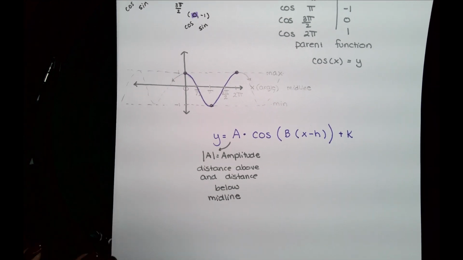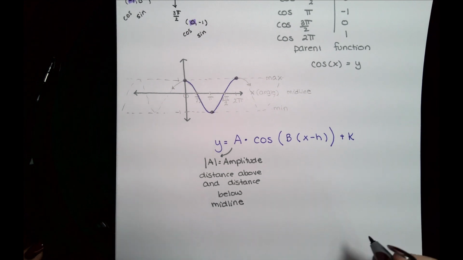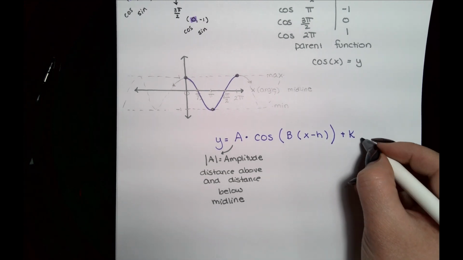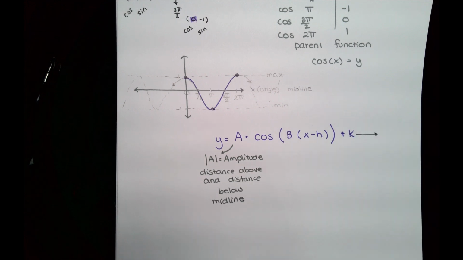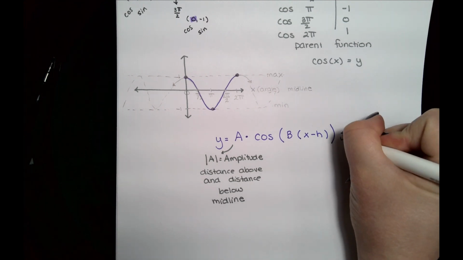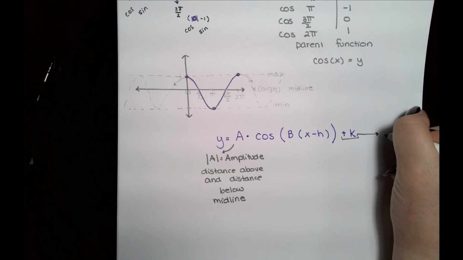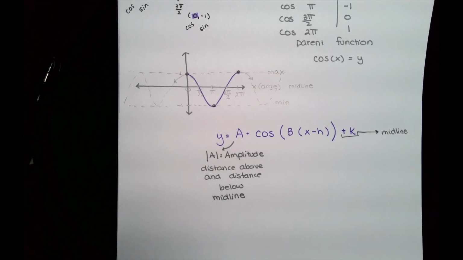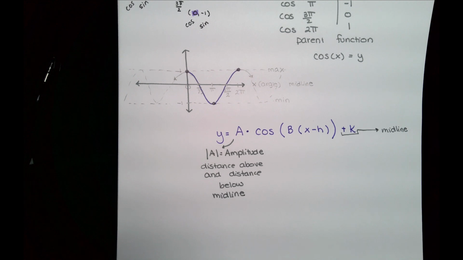Next, we have our cosine. I'll do this in a different color, so I'm going to ignore that for now and jump to k. Since we were just talking about our midline, k is our midline. Remember, k is for keep. And this is our vertical shift up or vertical shift down.